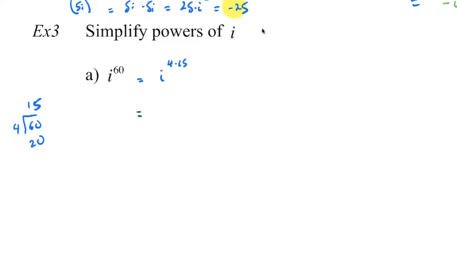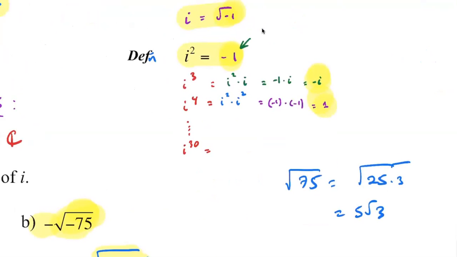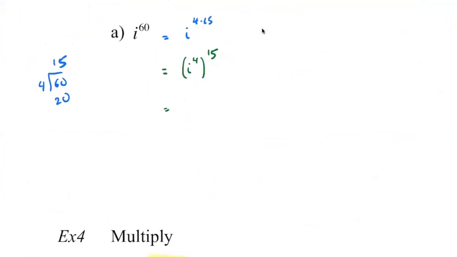Rewrite this using exponent properties. We can say this becomes i to the 4th, raised to the 15th power. And then i to the 4th is 1 because we did that up here. So we have 1 raised to the 15th power, and that's going to be 1. So if we take the 60th power of i, the answer is going to be 1.